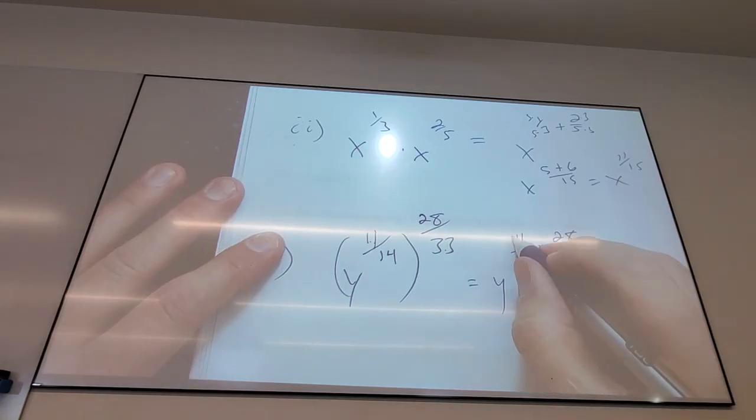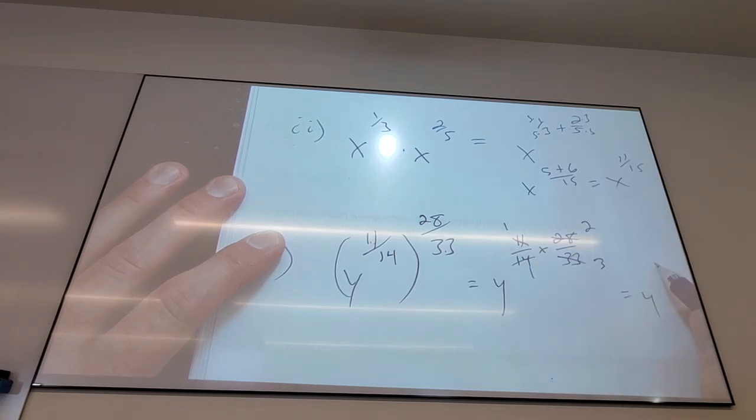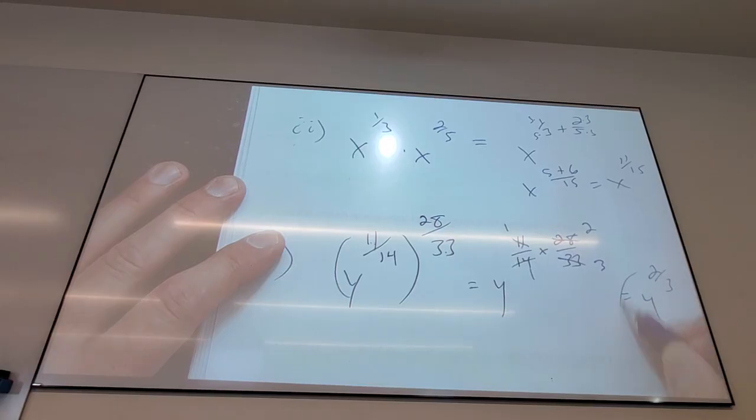On here I get 1. Down here I get 3. Factor of 14. Does this have a factor of 14 in it? So I get 1 here and I get 2. So this is y to the 2/3. Wow.